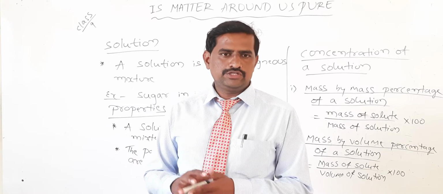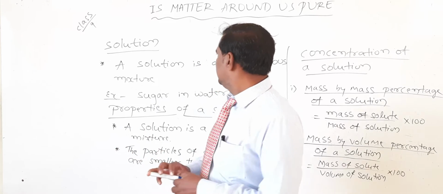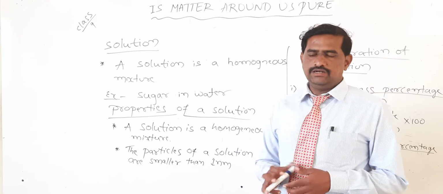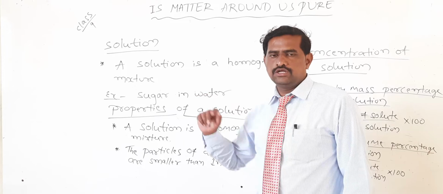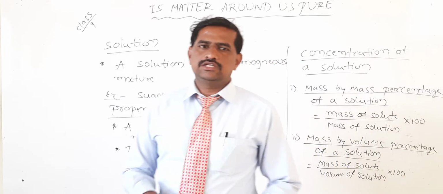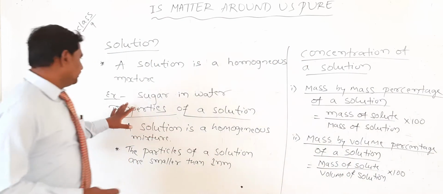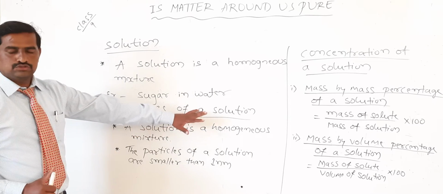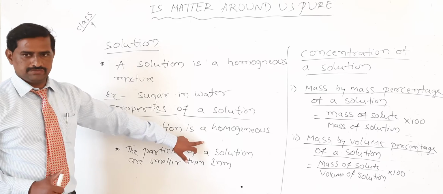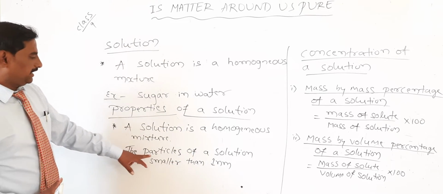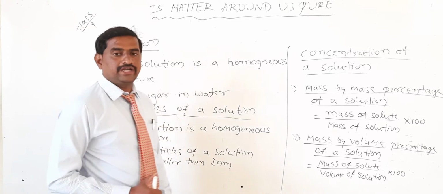First you should write what a solution is. Solution is nothing but a homogeneous mixture. Example is sugar in water, called sugar solution, or salt water, that is a salt solution. And properties of a solution. What are the properties here? The first one: solution is a homogeneous mixture, and the particles of solution are smaller than 1 nanometer.